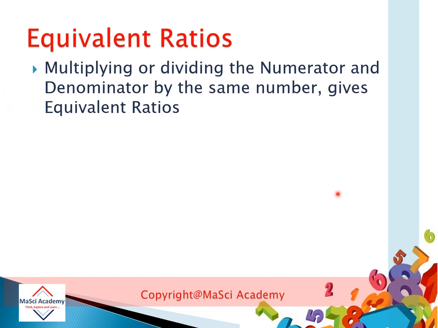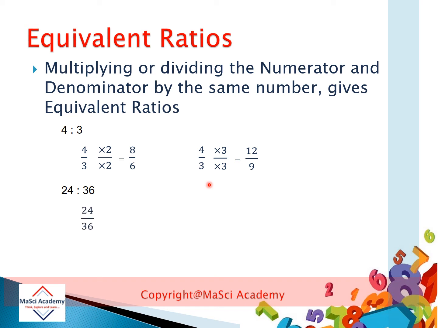Now what are equivalent ratios? Multiplying or dividing the numerator and denominator by the same number gives us equivalent ratios. Let's understand this by taking an example. 4:3. It can be written as 4/3. On multiplying both numerator and denominator by 2, we get an equivalent ratio 8/6, that is 8:6. If we multiply the numerator and denominator by 3, we get 12/9, which is another equivalent ratio of 4:3. So for any given ratio, we can find infinite number of equivalent ratios by multiplying both the numerator and denominator by the same number.